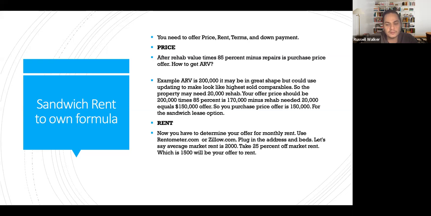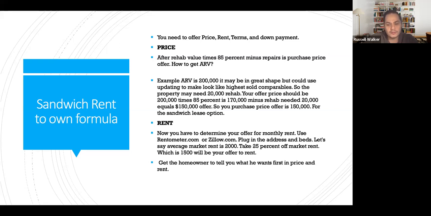You're going to take 25% off of that, which is $1,500, and that will be your max offer for rent. And again, this would be your max offer. So if you can get them down to $1,200, $1,100, or $1,000 a month, that's a hot lead. That's something that you should try to stay in the middle for a long time, right?